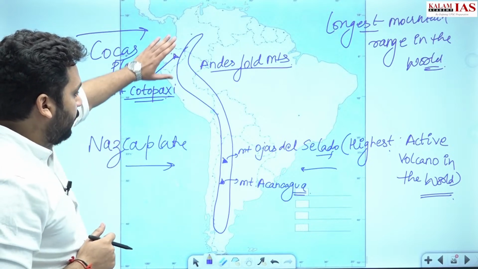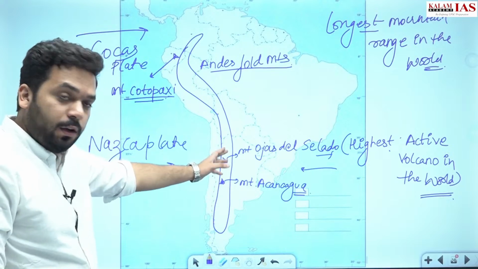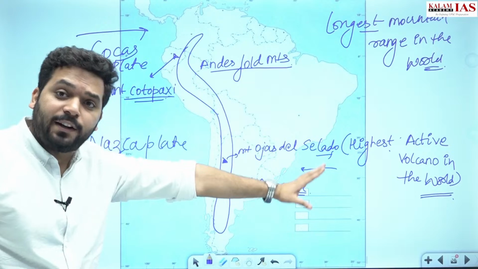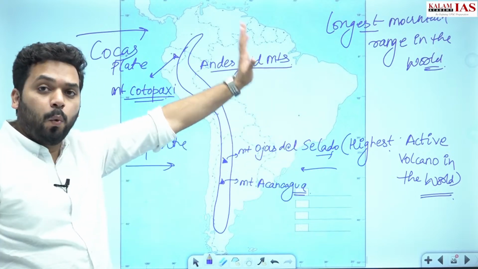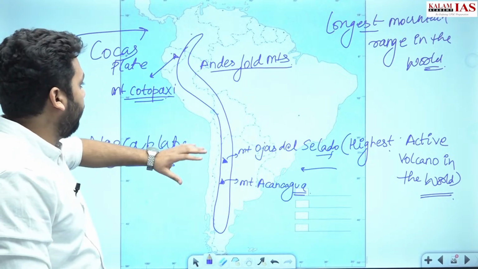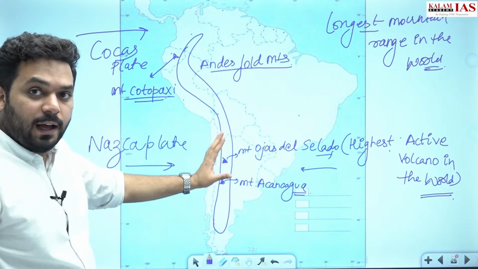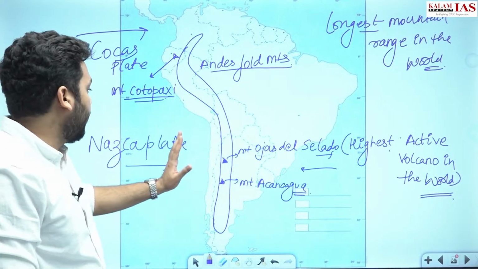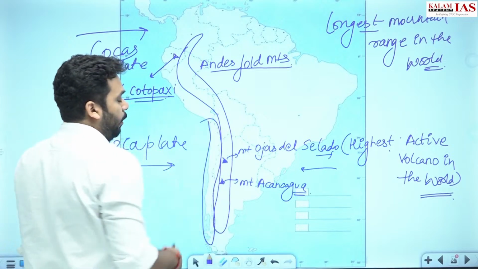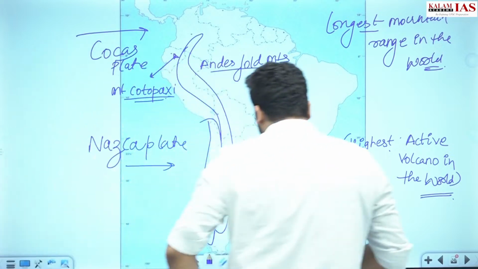So these are the Andes. This is the highest peak, Mount Aconcagua. It is in Argentina. Then we have Mount Ojos del Salado, which is the highest active volcano in the world. Then we have Mount Cotopaxi, which is in Ecuador. All these are in the Andes, the longest mountain range in the world. An interesting fact is that Chile is the longest country in the world.